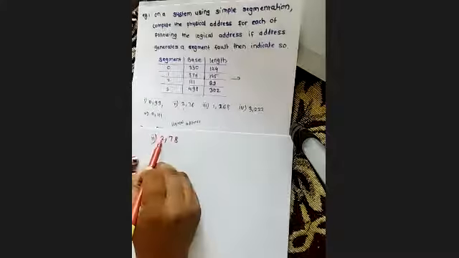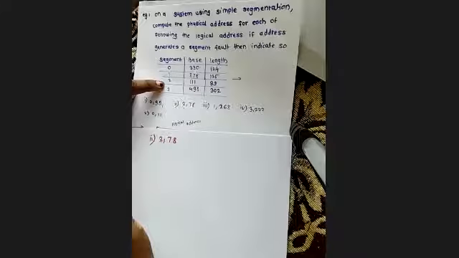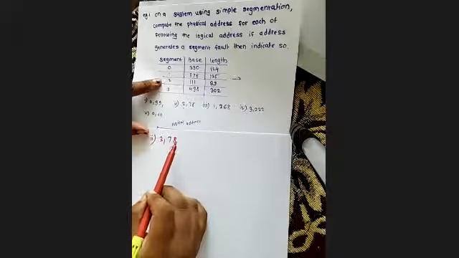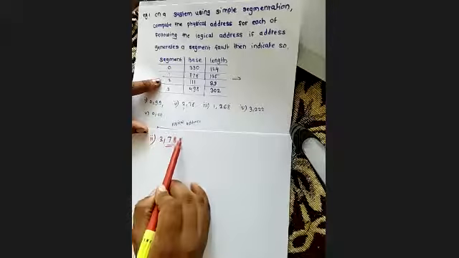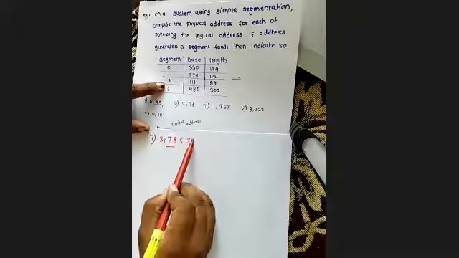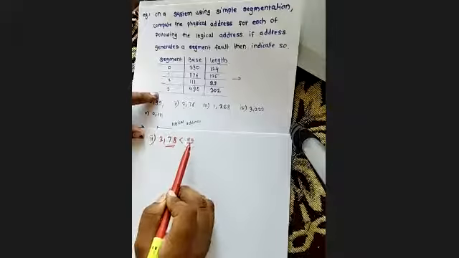The second given is 278. What we are going to check first: whether the second segment is available in the segment table or not. Yes, it is available. So now we will go for the next step. What we have to check? Now we have to check whether the offset is less than the limit. What is the limit for this? Length क्या है? 99. So yes, it is true.